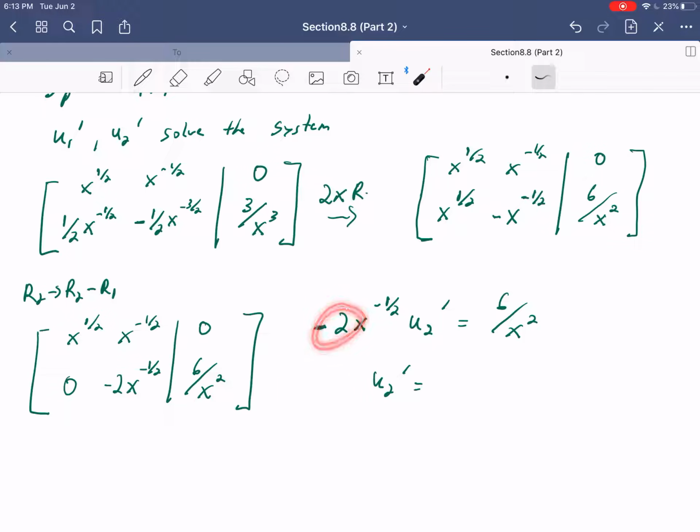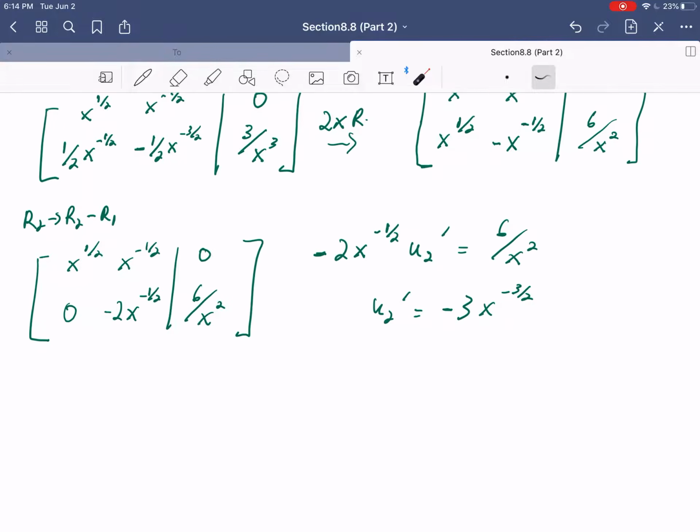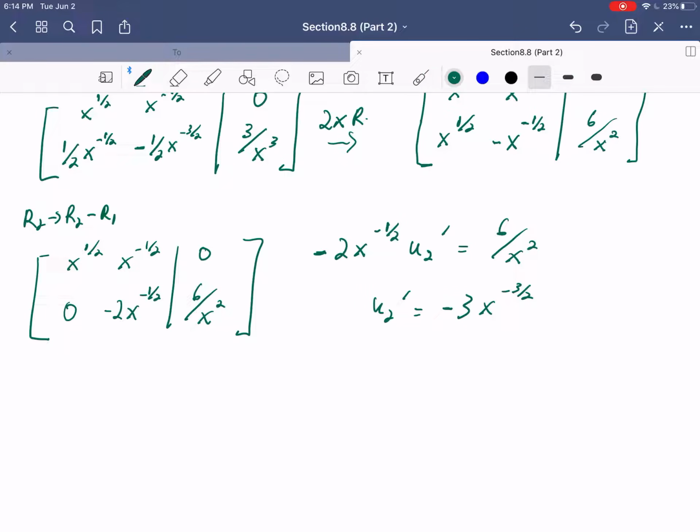If we divide over the negative 2, looks like we should get negative 3, and then we multiply both sides by x to the 1/2. Looks like we should get x to the negative 3/2 there. So there we go. We got our u2 prime. Let's go ahead and then use this top equation to find the u1.